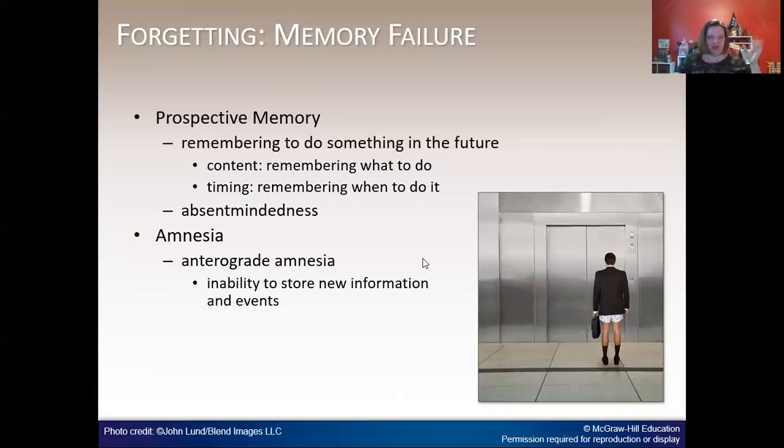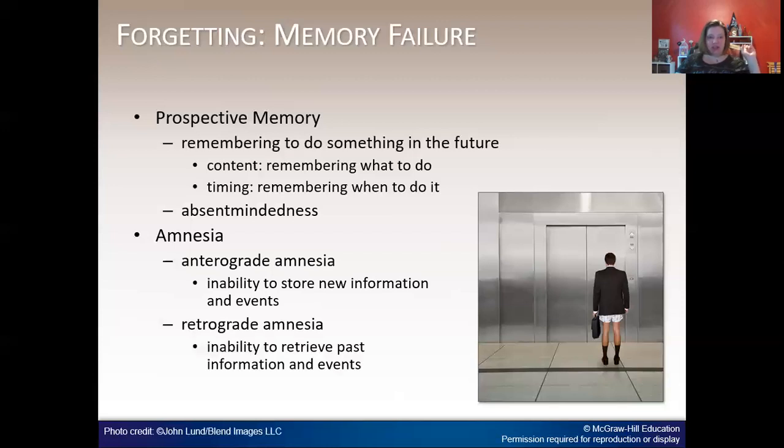So, amnesia. Anterograde amnesia is the inability to store new information and events. Retrograde amnesia is the inability to retrieve past information. So with anterograde, you can't remember new stuff. All you have is what you have. You can't add any more. Retrograde is you only have where you are, but you can't remember what's in the past.